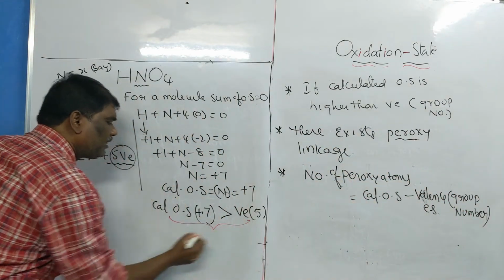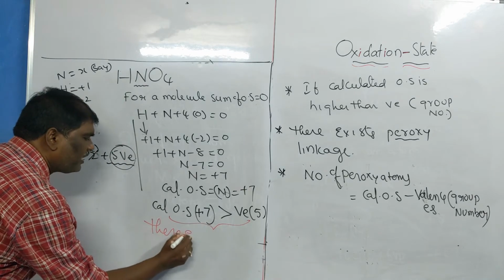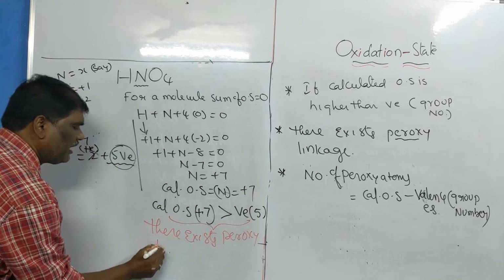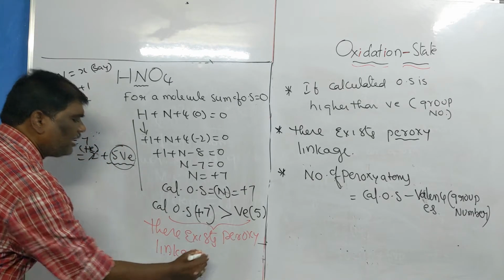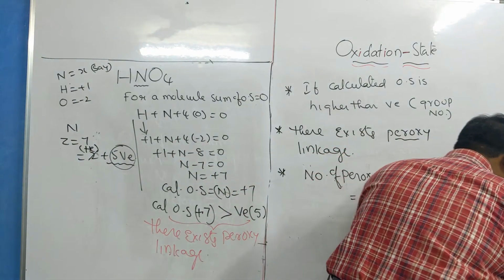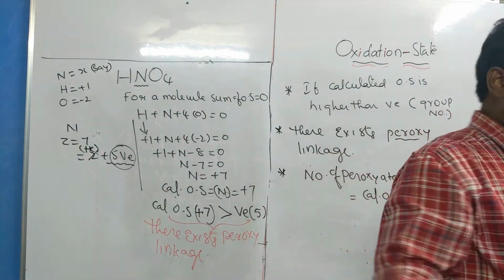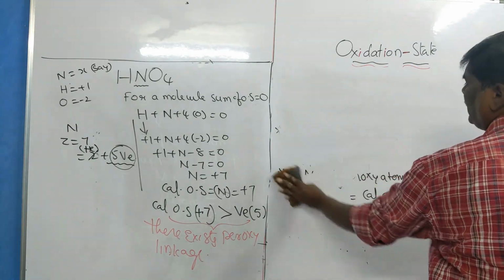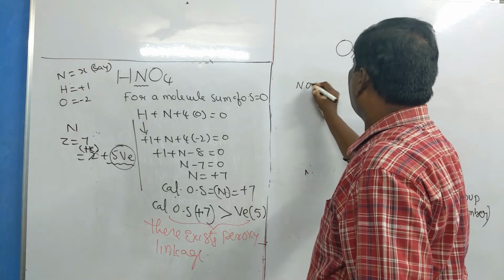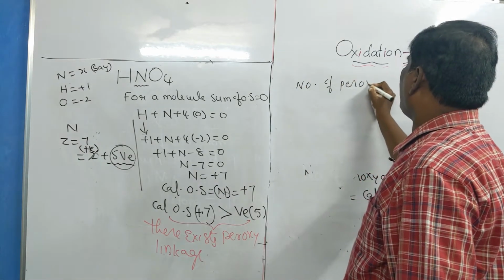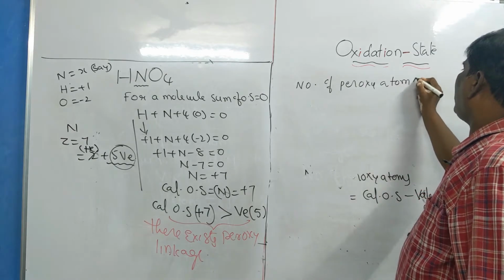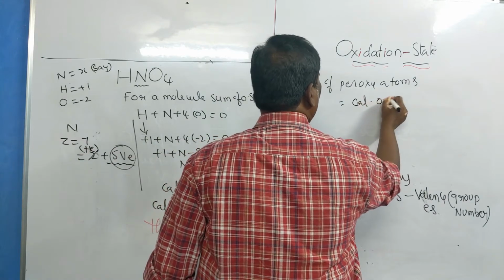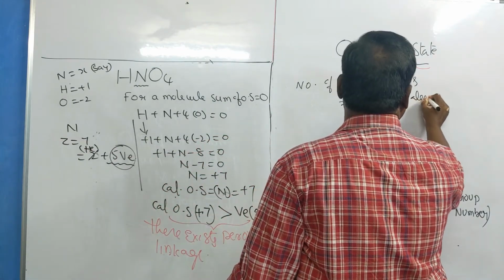So there exists a peroxy linkage. How many peroxy atoms are expected? The number of peroxy atoms is calculated by which formula? Calculated oxidation state minus valence electrons. So the number of peroxy atoms is equal to the calculated oxidation state minus valence electrons.